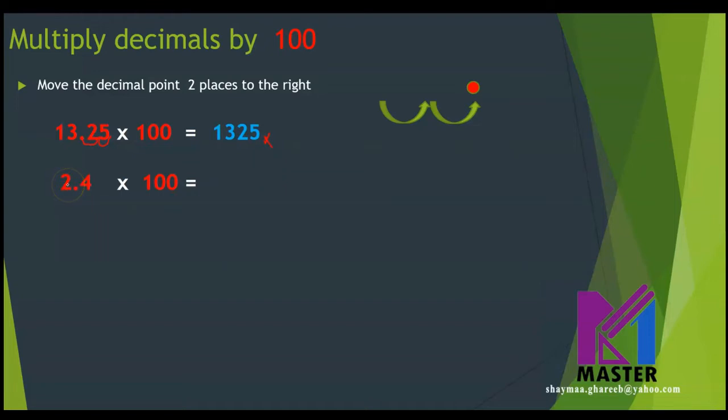I have 2.4. So when I move the decimal point 2 places to the right, I only have 1 place. So do you remember when we said that we can write any decimal number by adding more zeros to the right? 2.4 is the same as 2.40. So now I have 2 places to the right. So I can move the decimal point 2 places to the right. So my answer will be 240.